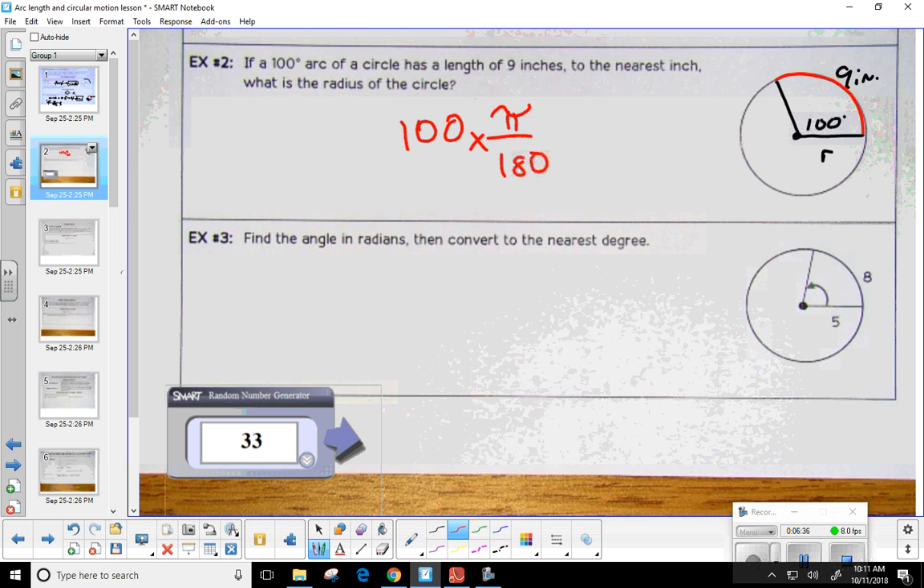Okay, so we have to convert degrees to radians. Okay, so 5 pi over 9 radians, perfect. Okay, so the arc length 9 equals the radian measure times the radius. Okay. So a couple things we could do. What are you going to make your next step?